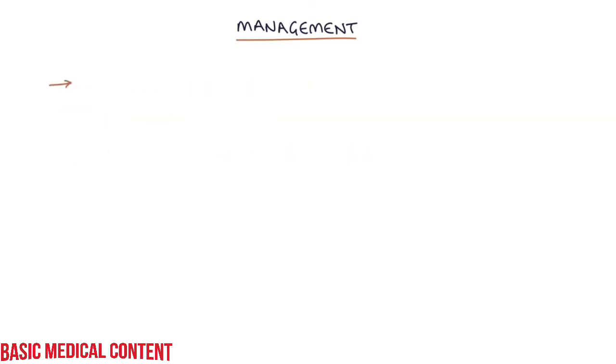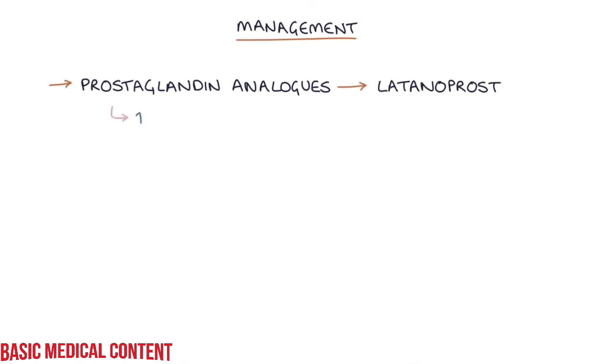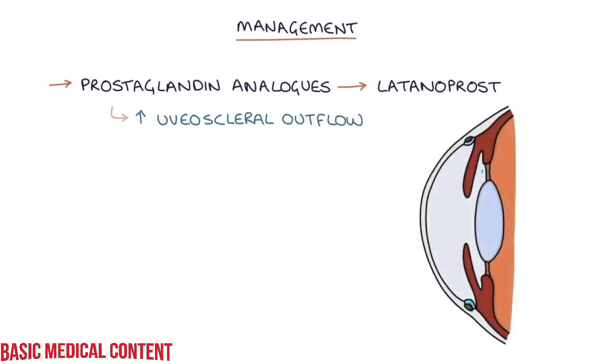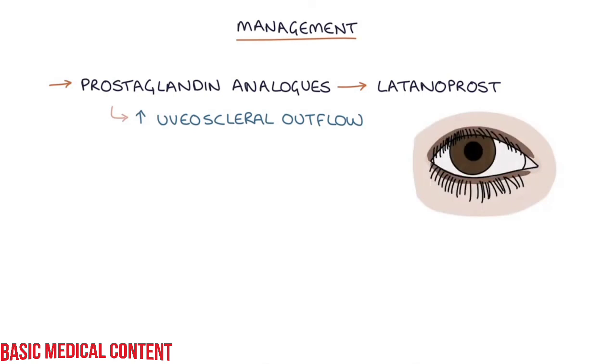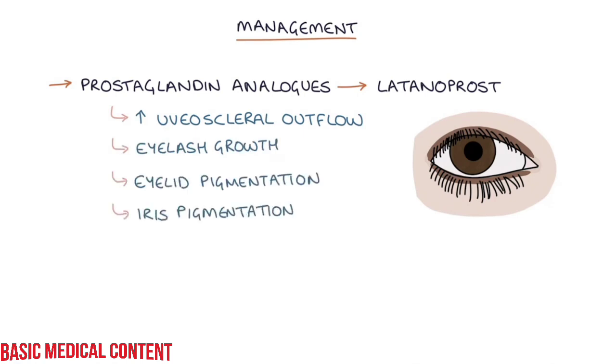The first-line treatment is something called prostaglandin analogues, used as eye drops, and an example of this is latanoprost. And these eye drops increase the uveoscleral outflow. And the uveoscleral outflow refers to the drainage of the aqueous humor from the anterior chamber into the anterior chamber angle, rather than going through the traditional trabecular meshwork. Notable side effects from prostaglandin analog eye drops like latanoprost are eyelash growth, eyelid pigmentation, and iris pigmentation. Typically, you get a browning of the iris.